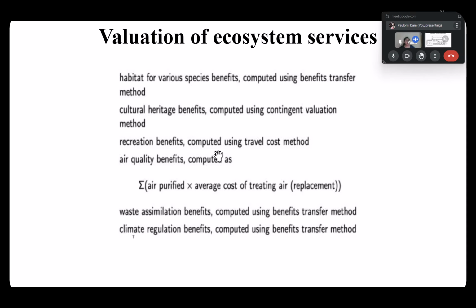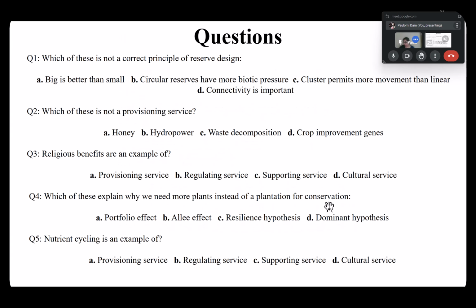Then you have recreation benefits, air quality. So all of these are different services that are provided by ecosystems. For some, you calculate the value by doing direct evaluation. For some, you use the benefit transfer method. For some, you use the contingent evaluation method. Right. And with that, it brings us to the end of today's session with these last 10 questions.